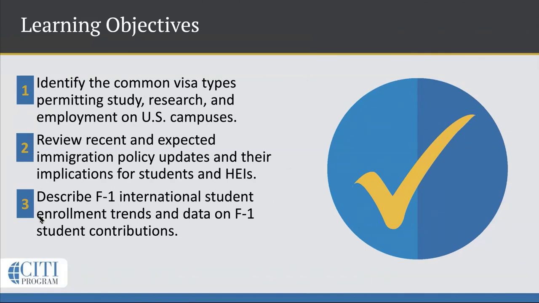Today I'm going to be presenting on International Students in Focus at U.S. Higher Education Institutions. We have 3 learning objectives for today's presentation. The first is to identify the common visa types permitting study, research, and employment on U.S. campuses. The second is to review recent and expected immigration policy updates and their implications for students and higher education institutions. And the third is to describe F1 international student enrollment trends and data on the F1 student contributions.